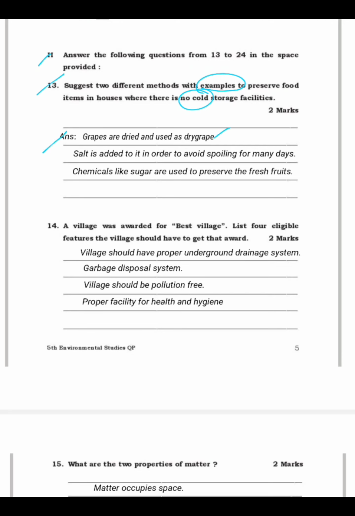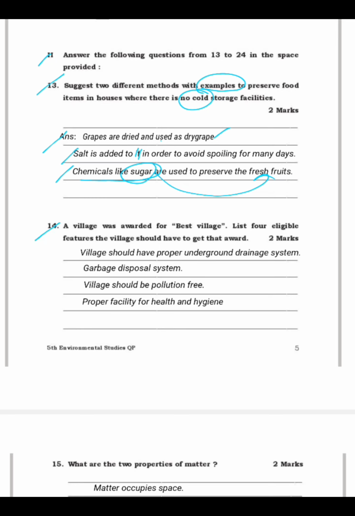grapes are dried and used as dry grapes. So this is one of the methods of preserving the food. Second one, salt is added to it in order to avoid spoiling for many days. So here it is a pickle. Okay, so children, here it is a pickle. So salt is added to pickle in order to avoid spoiling for many days. Next one, chemicals like sugar are used to preserve the fresh fruits. Yes, so chemicals like sugar are used to preserve some of the fruits.